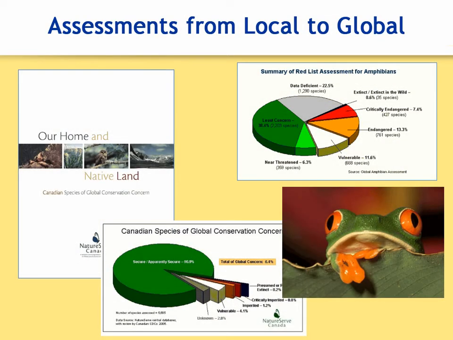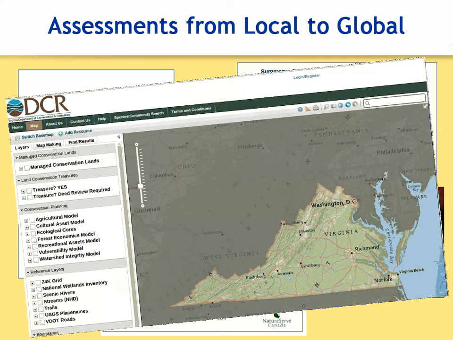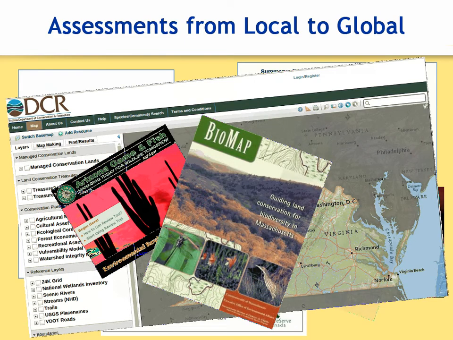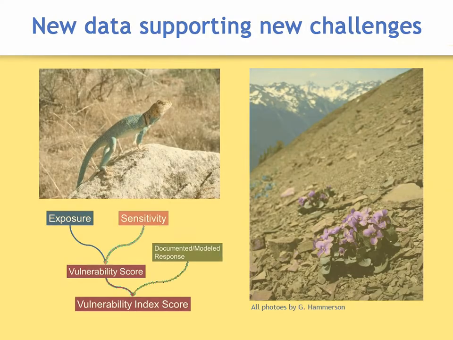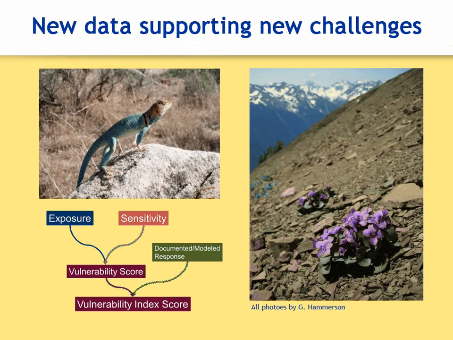Our data is used by experts within our own network as well as by external organizations and agencies to generate many types of assessments and analyses at regional, national, and global scales, as well as the state, provincial, and territory scale. New challenges result in the need for new types of scientific data.